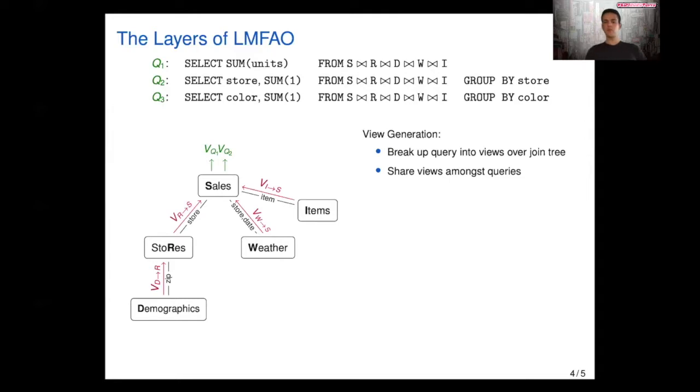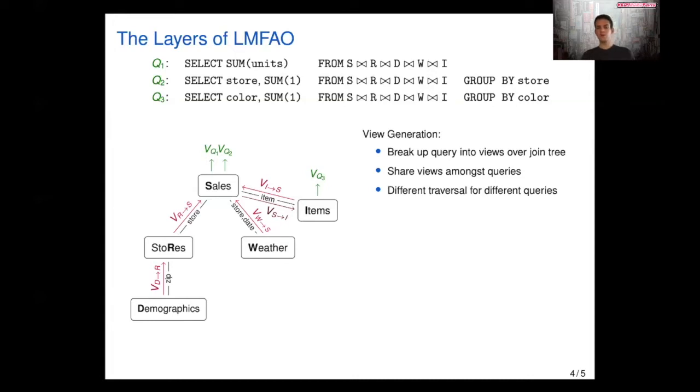As we show in the paper, however, it is not always beneficial to use the same bottom-up traversal for all queries, which is why we allow different queries to follow different traversals over the join tree. This essentially means that each query is assigned to a node in the join tree, and this node becomes the root for this query. In this example, we would assign Q3 to the items node, and then we send an additional view from sales to item instead of items to sales.